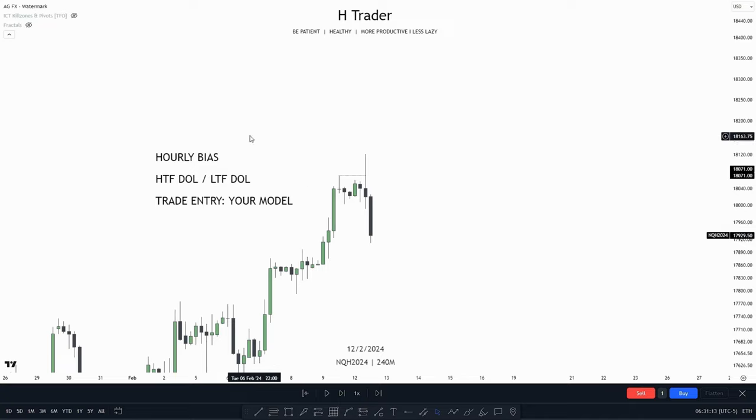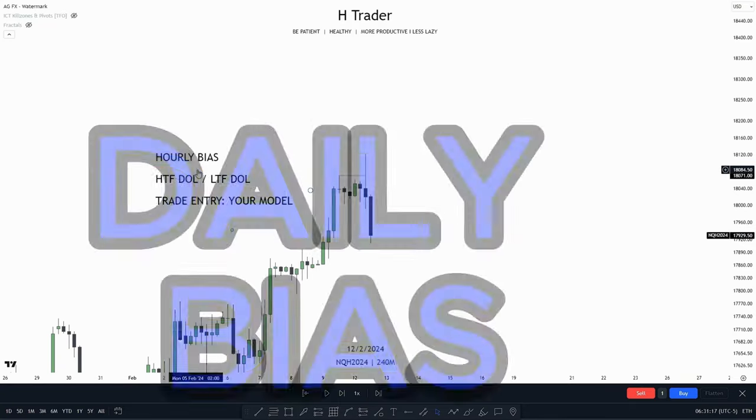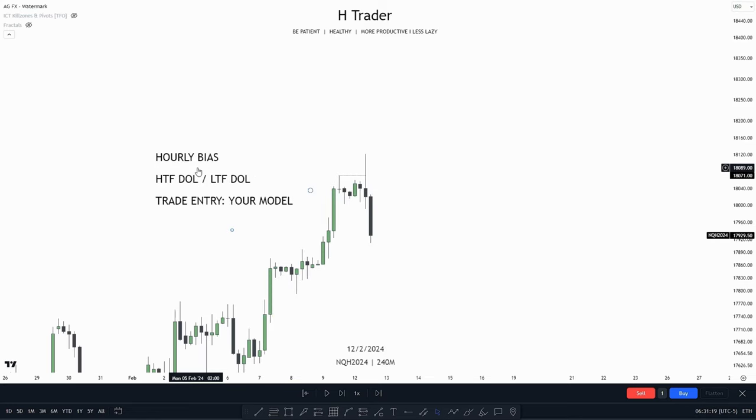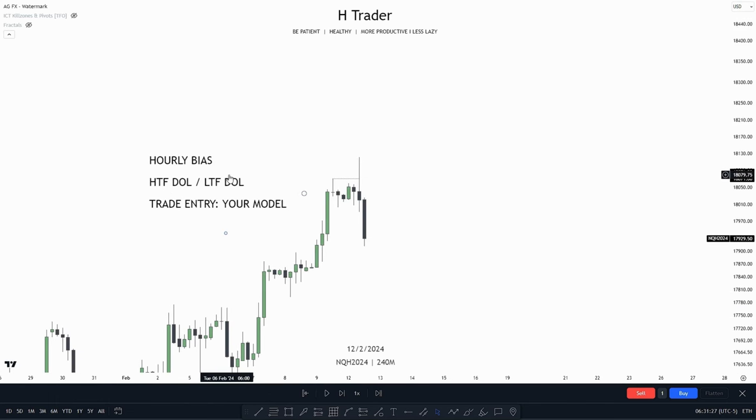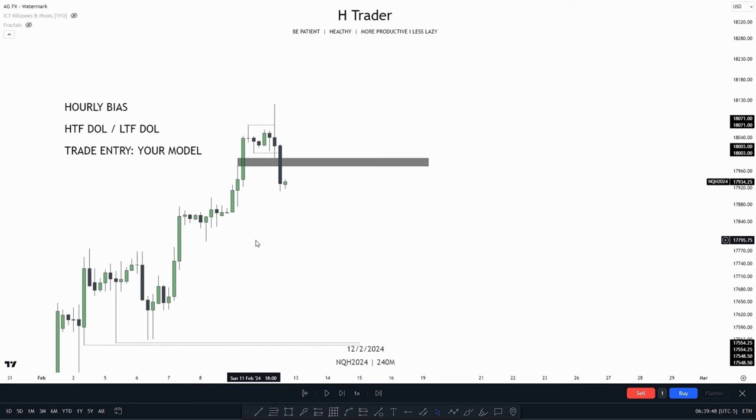First, we're going to cover the entry checklist. So we want to have an hourly bias, but of course you could add a daily bias, but I'm just going to keep it as simple as possible. Then you want to have a higher time frame drawn liquidity, which you could expect price to draw towards. And then you also want to have a lower time frame drawn liquidity, which you could base your trade entry on. And then your trade entry, you want to pretty much use your own model. In this example, I'm going to use the inversion failure gap model. Now that we know what the entry checklist is made of, we can start looking for a potential trade entry.